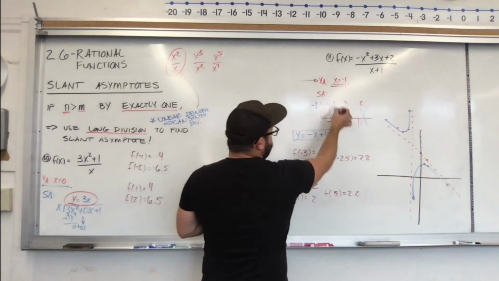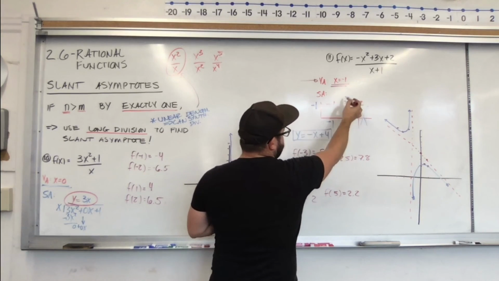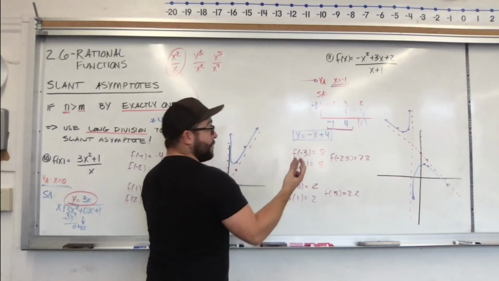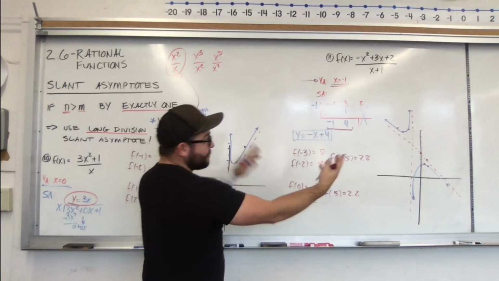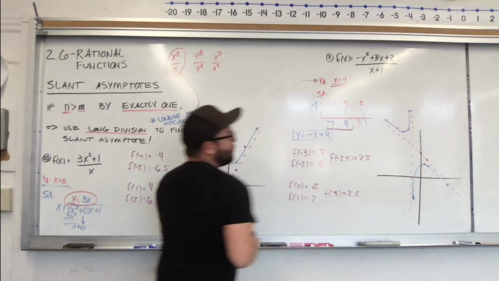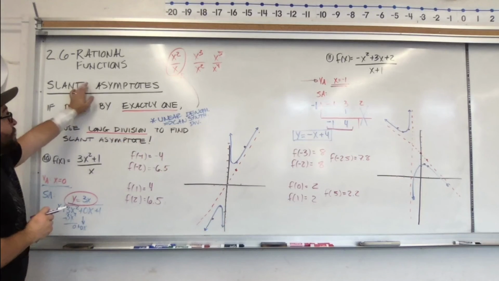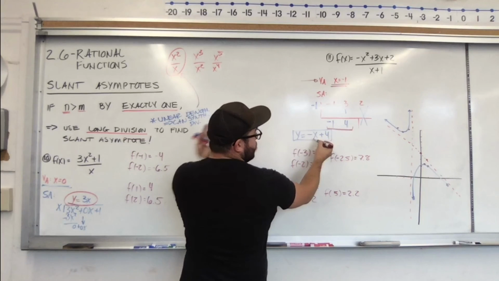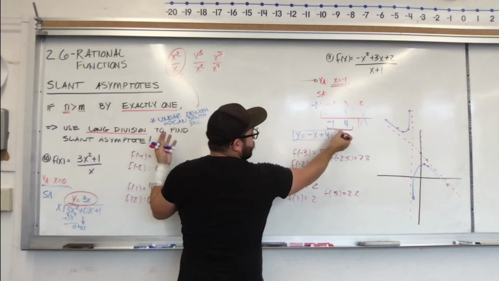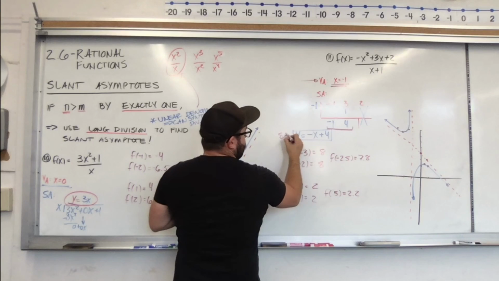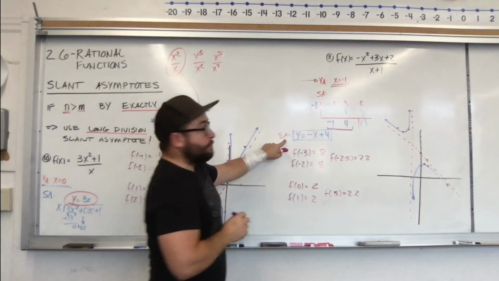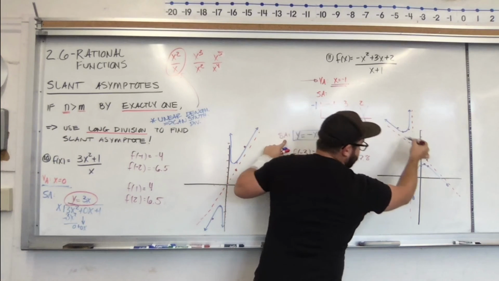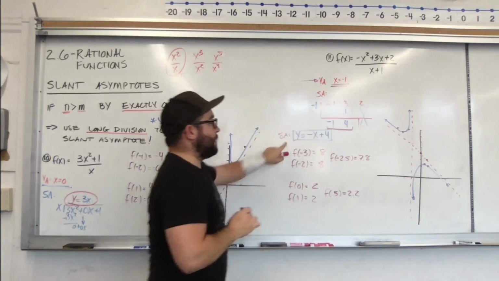So we do synthetic, bring the -1 down, multiply by +1, bring that down, we get 4. We can stop right here. Reminder, the remainder is no help for us, so we don't even bother finding that when it comes to slant asymptotes. So now I translate that back to an equation, -x plus 4, and this is our slant asymptote. So y-intercept up at 4, slope of -1, and then we get this new diagonal dashed asymptote.